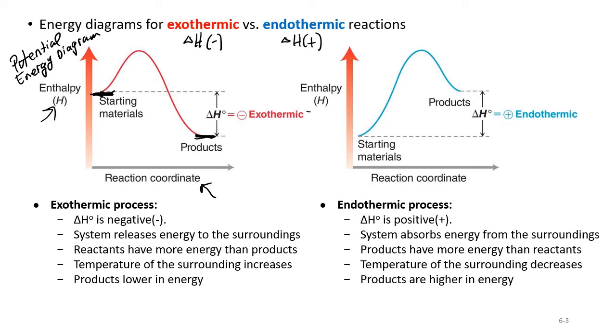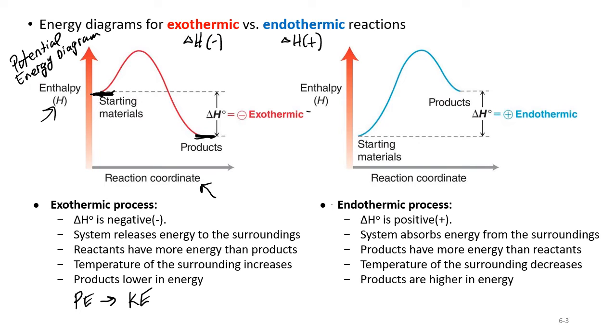So if the products have lower energy than the reactants in our exothermic reaction, where did the energy go? It must have been released. That's how we know it's exothermic, when the products are lower in energy. The potential energy gets converted to kinetic energy.